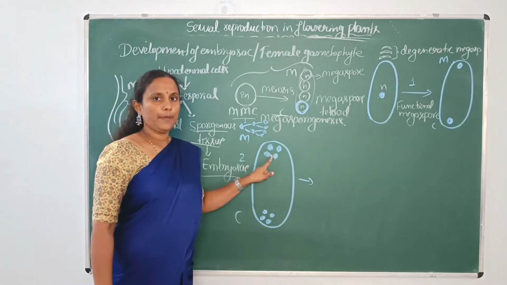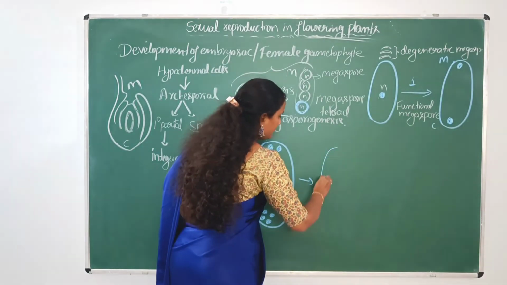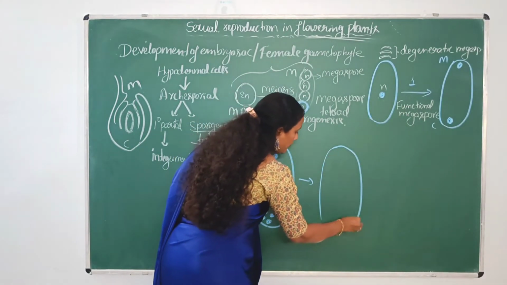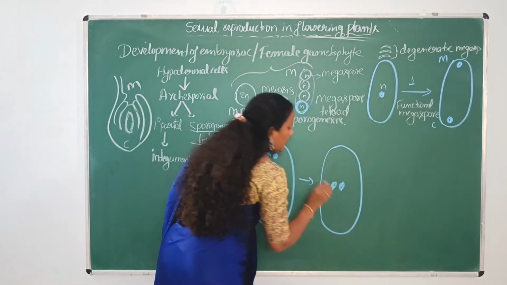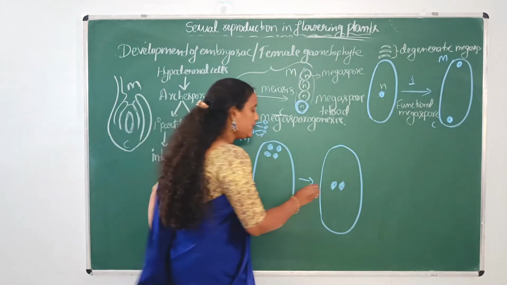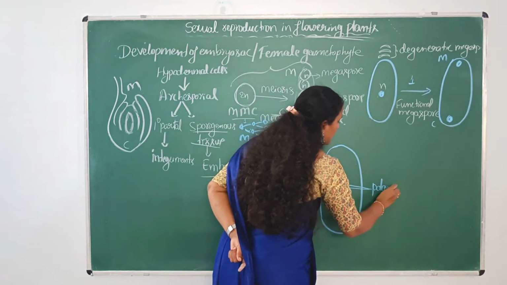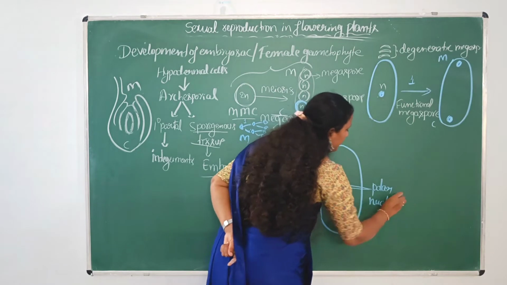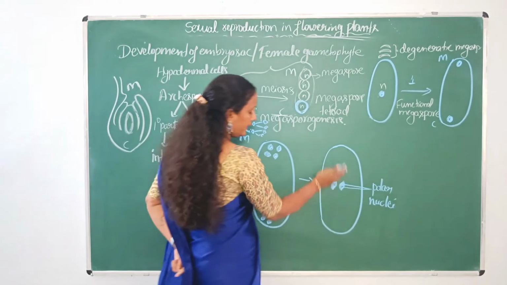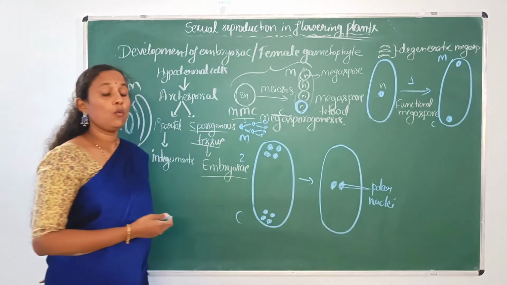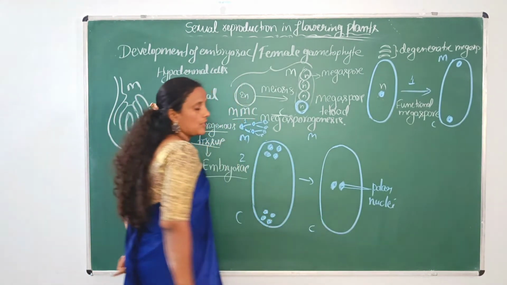1 nucleus from the micropyle and 1 nucleus from the chalaza will move to the center and stay at the center. These 2 nuclei are referred to as polar nuclei. The remaining 3 at each end are present here. Let us look now at what happens to these. The poles are the same: this is the micropyle and this is the chalaza.